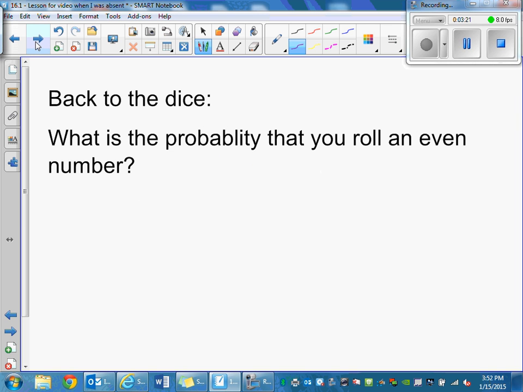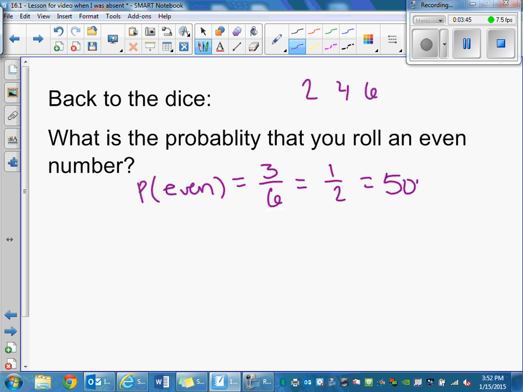Continue on. What's the probability that you will roll an even number? Pause and figure it out. So what's the probability of rolling an even? Okay, so all the numbers are 2, 4, 6. So there are 3 even numbers out of 6, which simplifies to 1/2, which is also 50%. So the probability is 1/2 or a 50% chance.